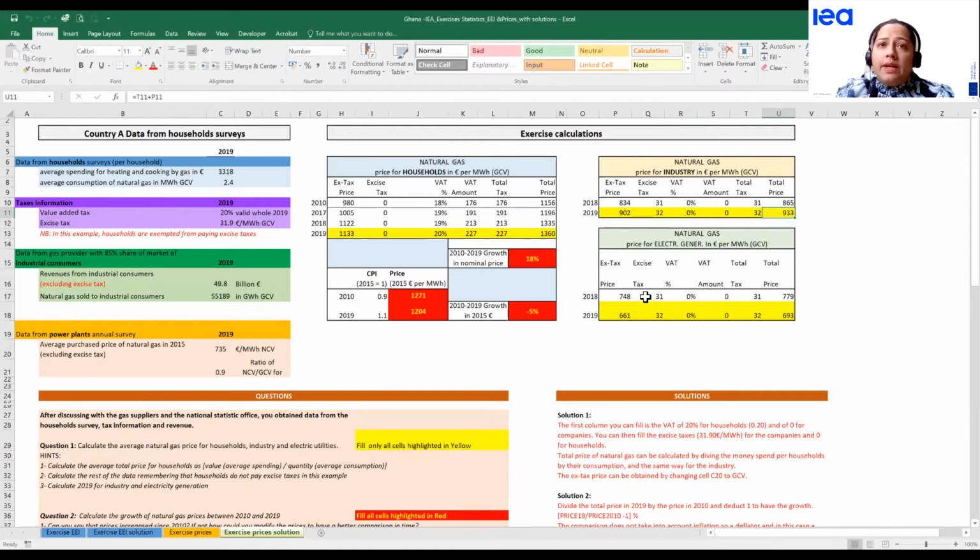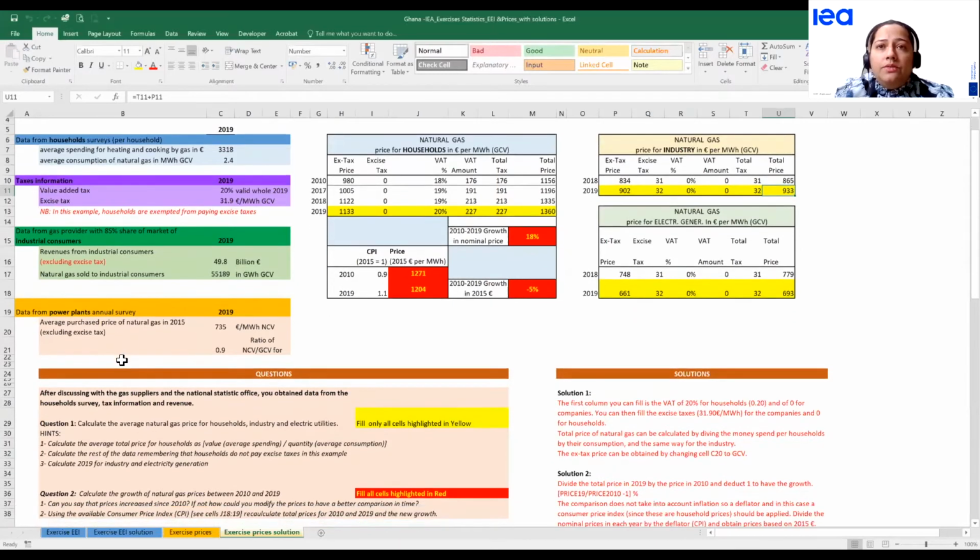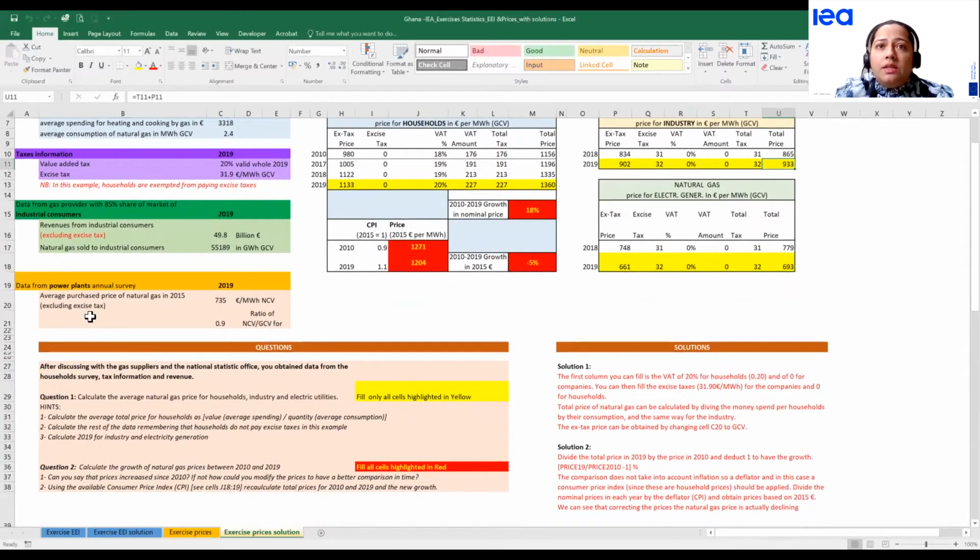Now let's move to electricity power plants generation. So what information do we have? It says we know the average purchase price of natural gas in 2015. Again, it's excluding tax. So it's 735 euro per megawatt hour. But it's in NCV, net calorific values. And we know that the ratio when you move from gross to net is 0.9.